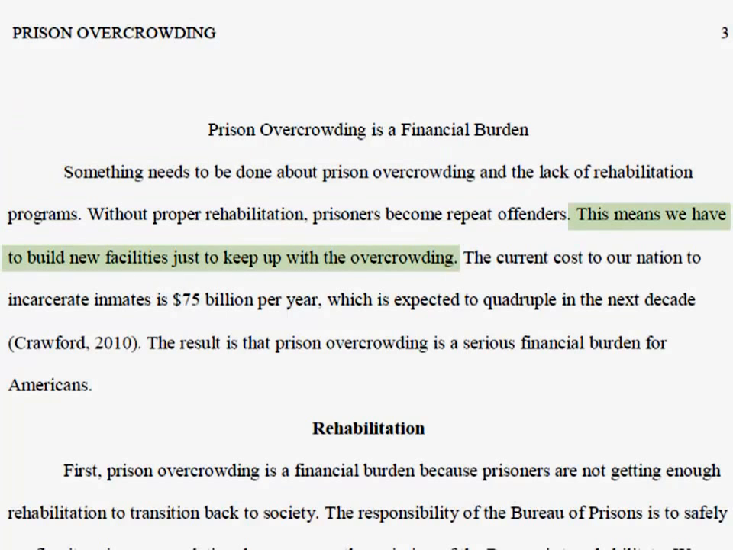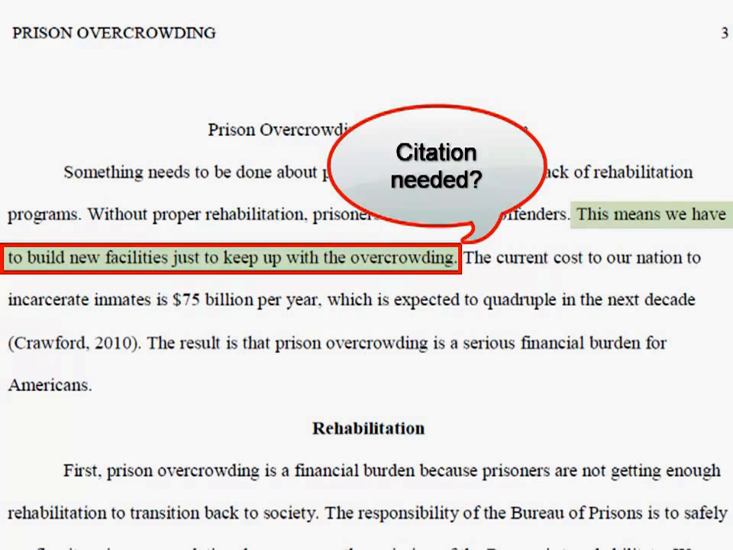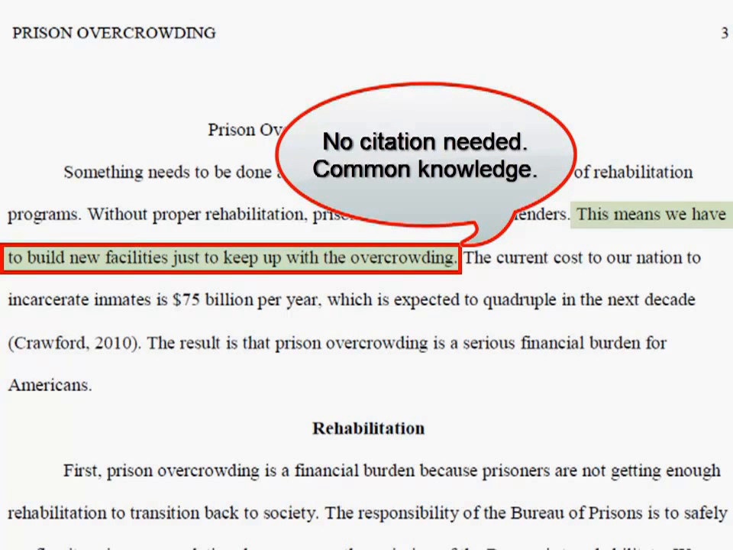Next sentence. "This means we have to build new facilities just to keep up with the overcrowding." Again, these are Jane's words. But this idea is pretty specific and probably not something Jane knew before she began researching the topic. So, does the sentence need a citation? No. And here's why. Common knowledge.